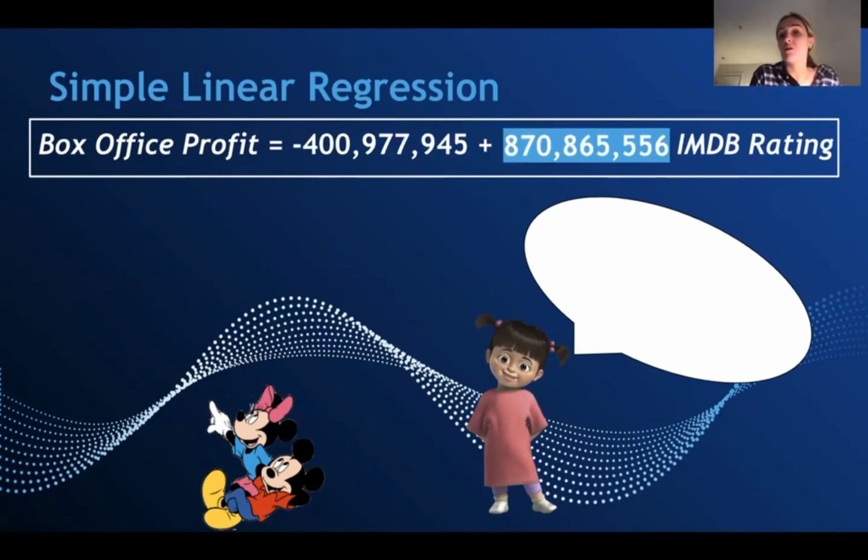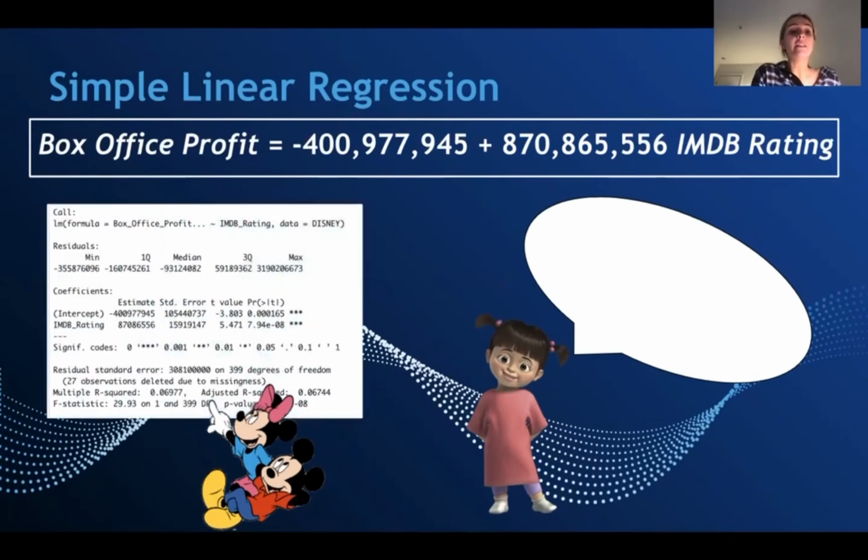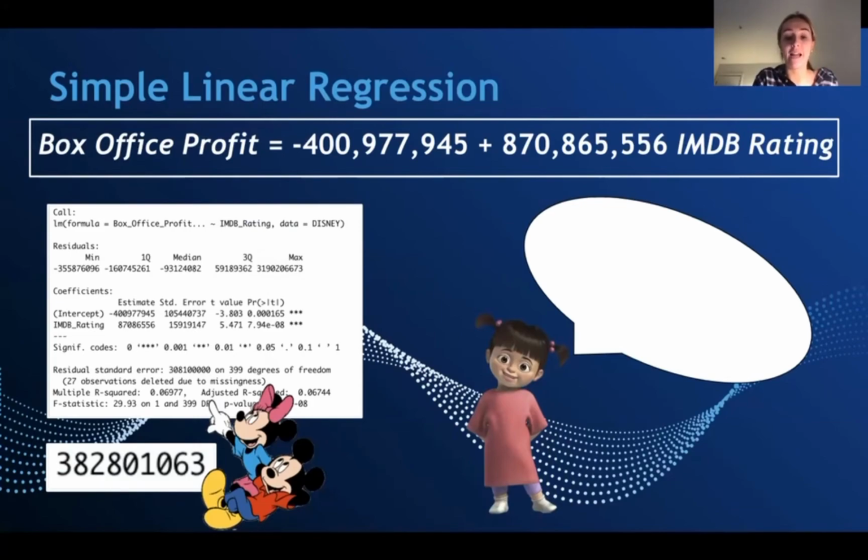But nevertheless, that's what that means in context. Next, we have the slope, which is around $900 million, and this represents the change in box office profit when the IMDb rating increases by 1 point. This number is a little bit large for our liking, and it led us to be a little bit skeptical about the effectiveness of our model, but either way, we still continue to use it to make predictions about our data. So this is the output that we received when we set the IMDb rating equal to 9. Showing that our model predicts that a movie with that rating will earn $382,801,063 in box office profit when the rating is 9.